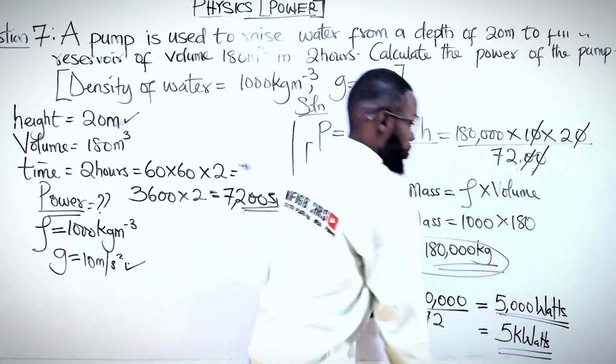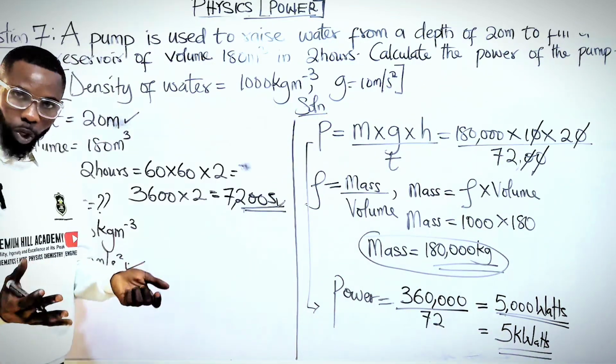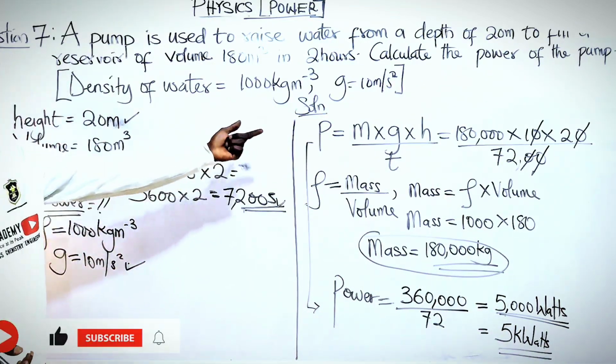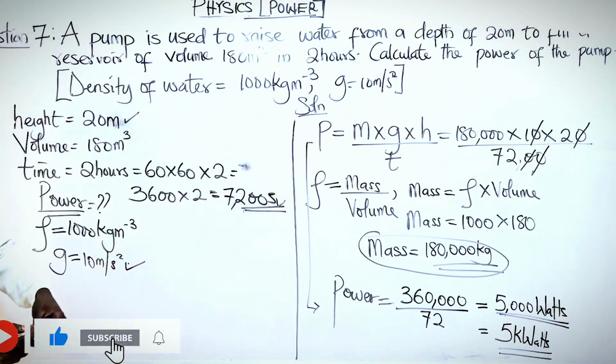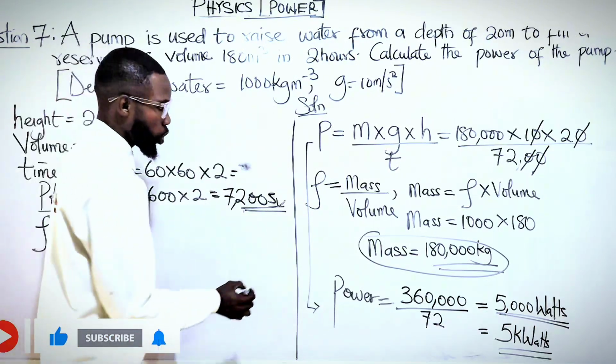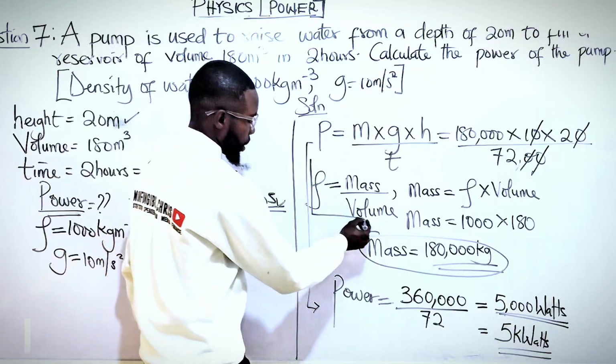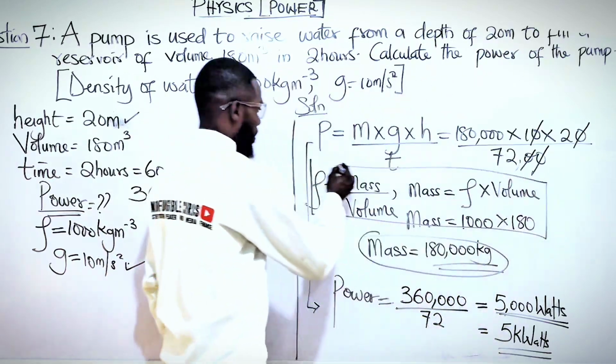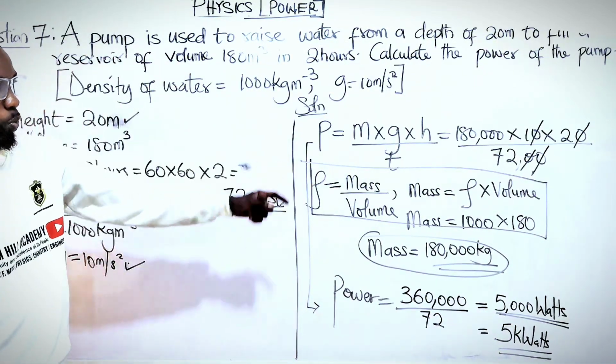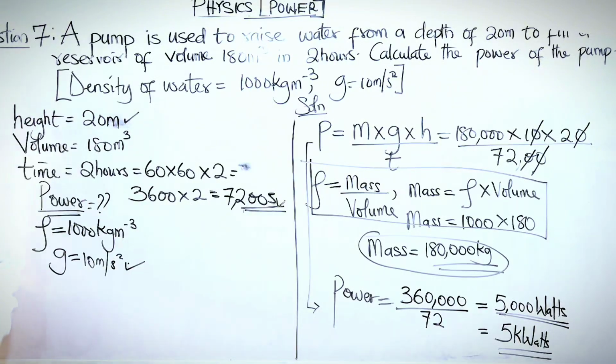Simple, right? Your job is just to know the original formula and see which relates with which. In this case, density relates with the mass. We're looking for the mass, so if we cross multiply, we're going to get the value for the mass.